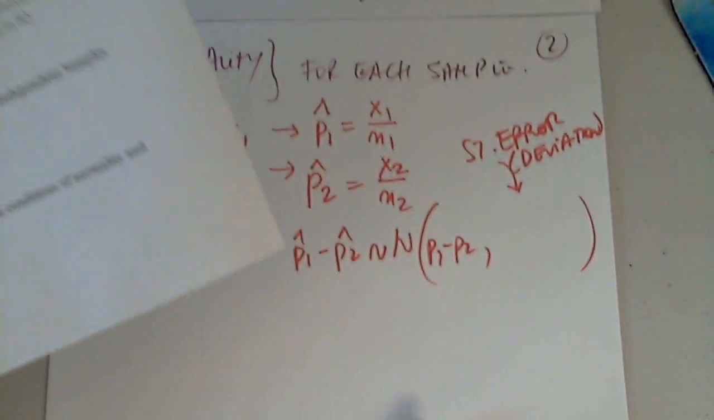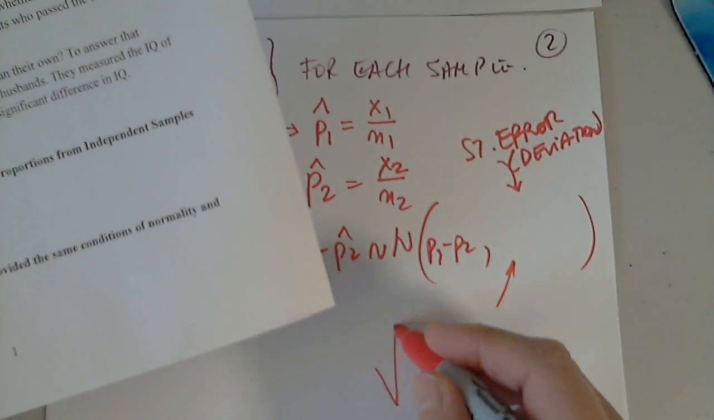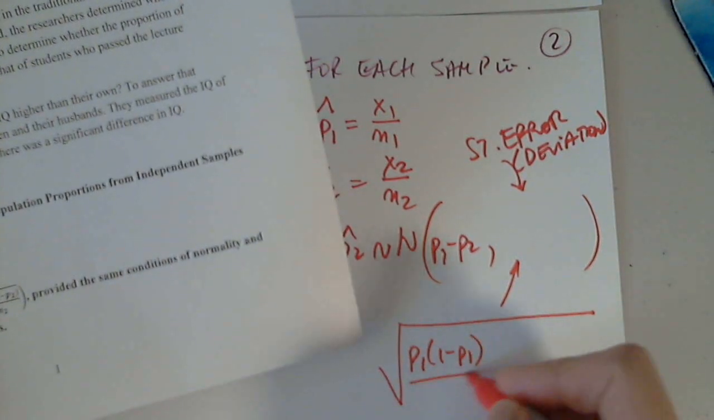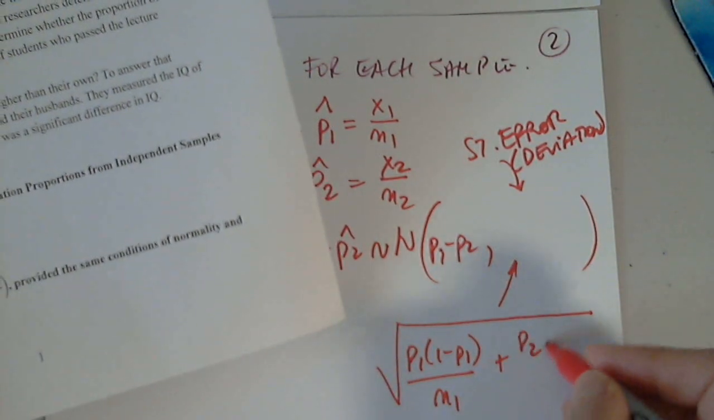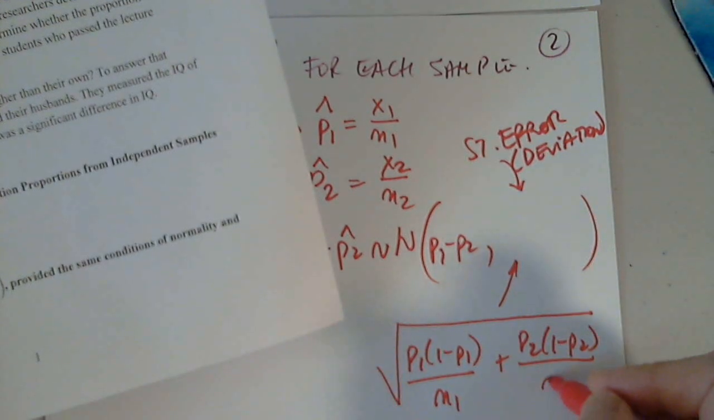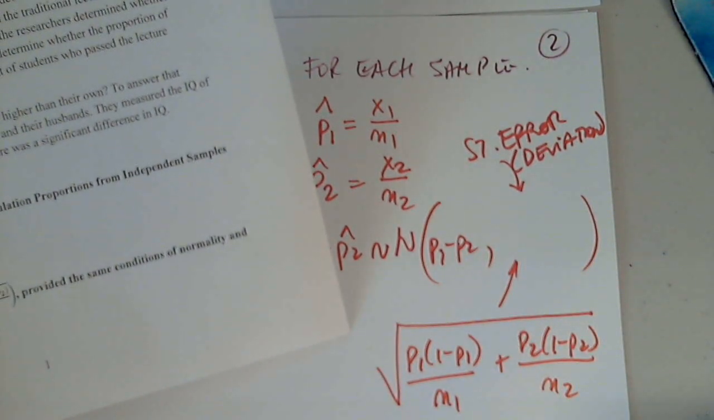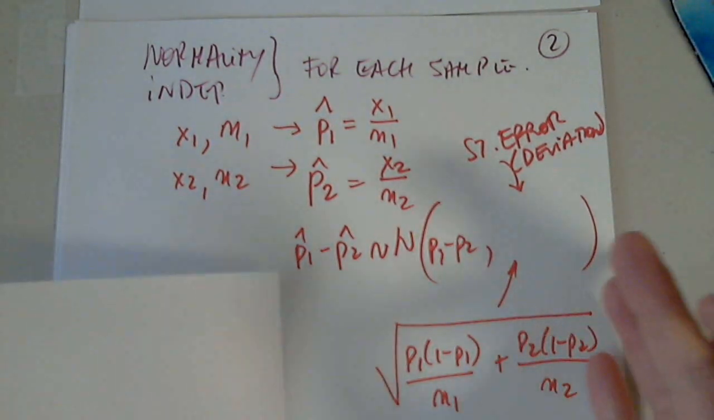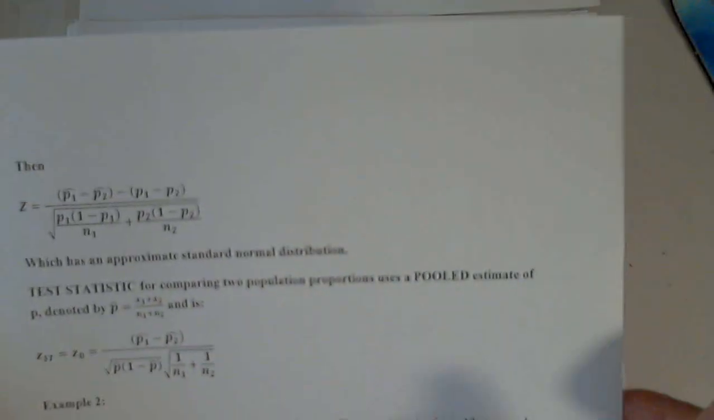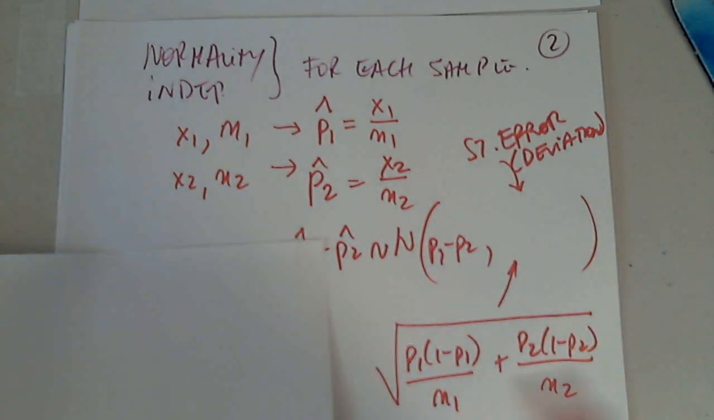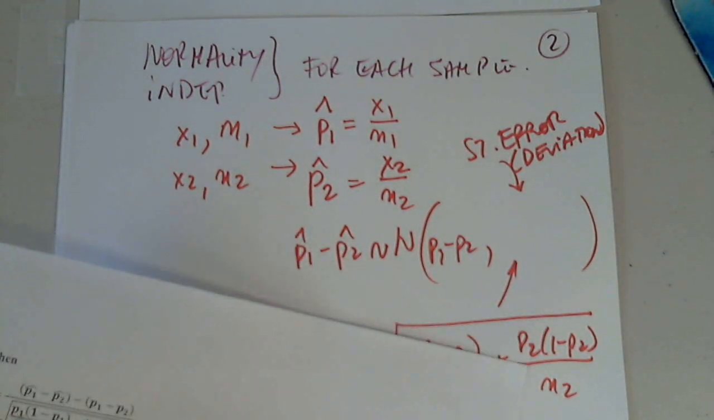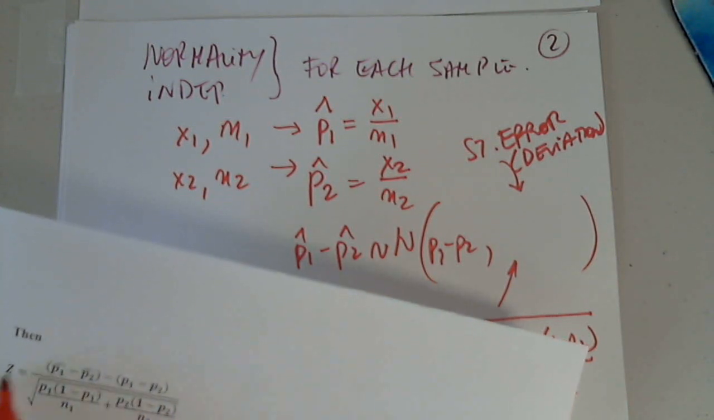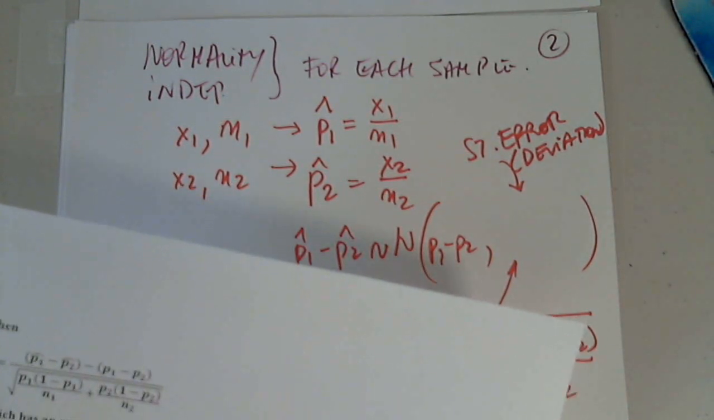I don't have enough room here, so I'm going to write it here. So it's the square root of P1, 1 minus P1 over N1, plus P2, 1 minus P2 over N2. This will be done with technology in a minute. Okay, so then the test statistic will be standard normally distributed.